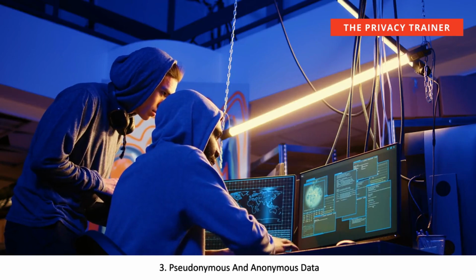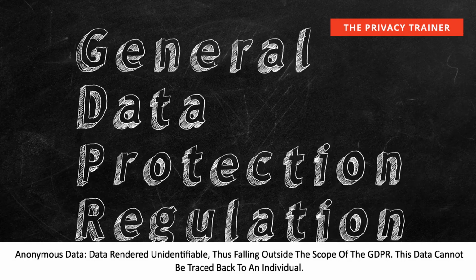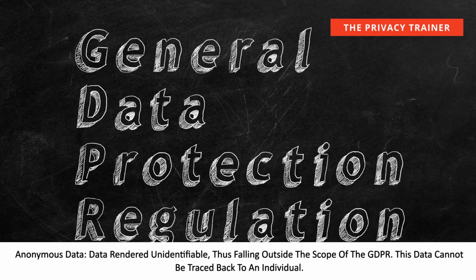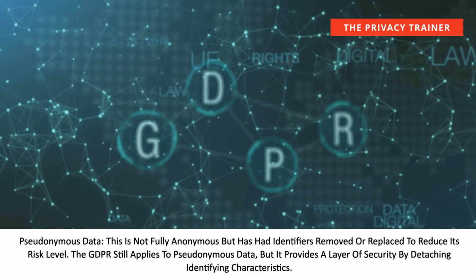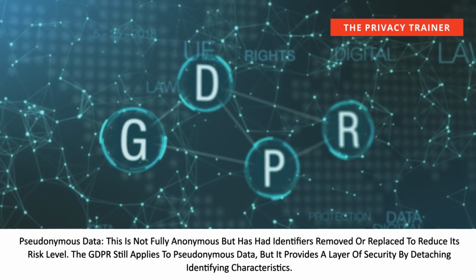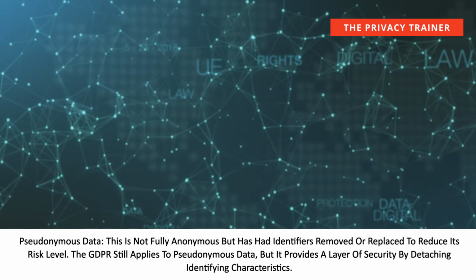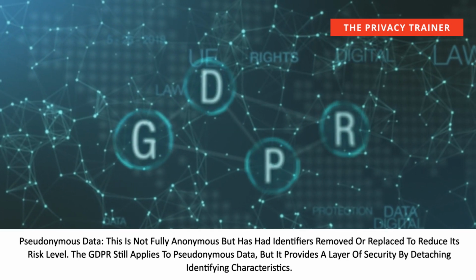3. Pseudonymous and anonymous data. Anonymous data is rendered unidentifiable, thus falling outside the scope of the GDPR. This data cannot be traced back to an individual. Pseudonymous data: this is not fully anonymous, but has had identifiers removed or replaced to reduce its risk level. The GDPR still applies to pseudonymous data, but it provides a layer of security by detaching identifying characteristics.